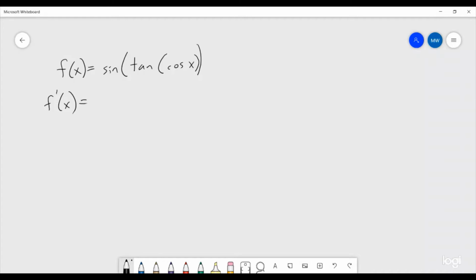So we are going to say, what is the derivative of sine? Well, the derivative of sine is cosine, and we are going to leave the inside alone. So that is going to be tangent of cosine of x. The inside stayed the same, but then we are going to multiply by the derivative of that inside piece. So then we have a tangent come out, so the derivative of tangent, that is a secant squared. So it's secant squared of the inside, and that's going to stay the same. So we will have secant squared of cosine of x.